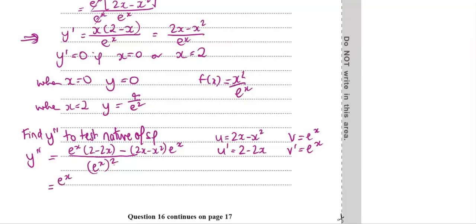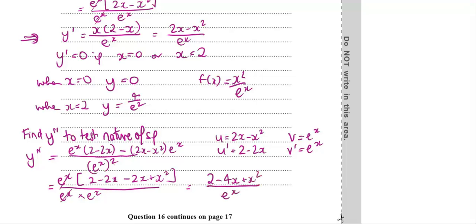Factorise on e to the x. It would be e to the x outside of 2 minus 2x minus 2x plus x squared all over e to the x times e to the x. They'll cancel and we'll get 2 minus 4x plus x squared all over e to the x. Let's consider what that looks like at our two stationary points. At x equals 0, y double dash equals 2 minus 4 lots of 0 plus 0 squared on e to the 0, and that equals 2.